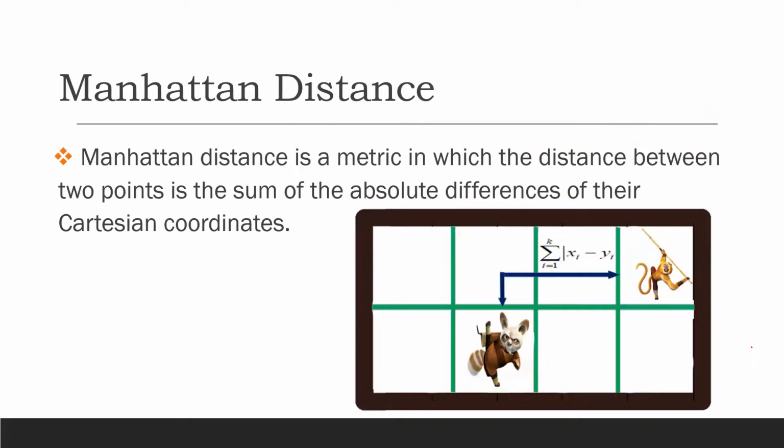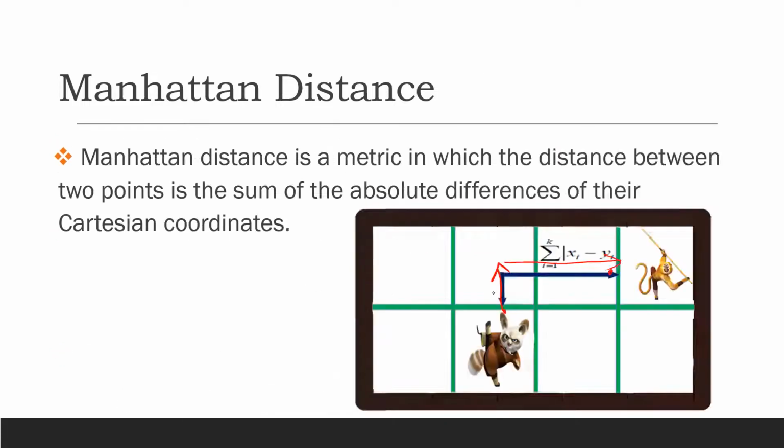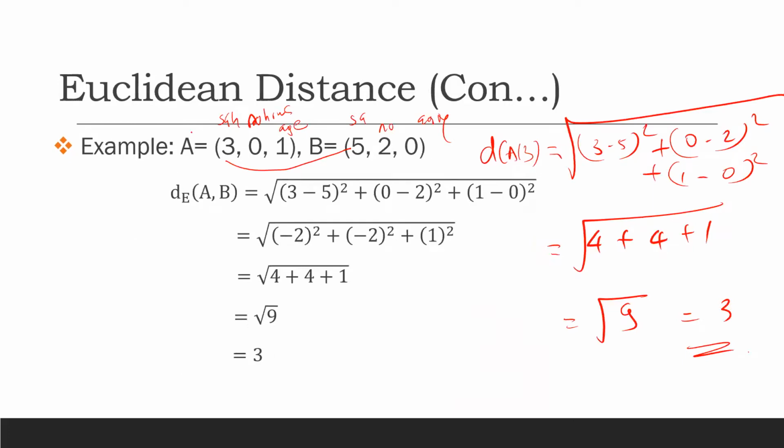If you think about the Manhattan distance, it's a different thing. In Euclidean distance, we calculate the shortest distance. But if you think about the Manhattan distance, you will go from here to here and here to here this way. So this total distance is considered the Manhattan distance. I will show you an example. Let's think about the same example here.